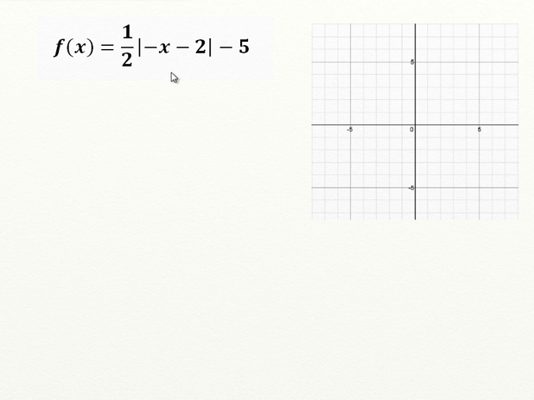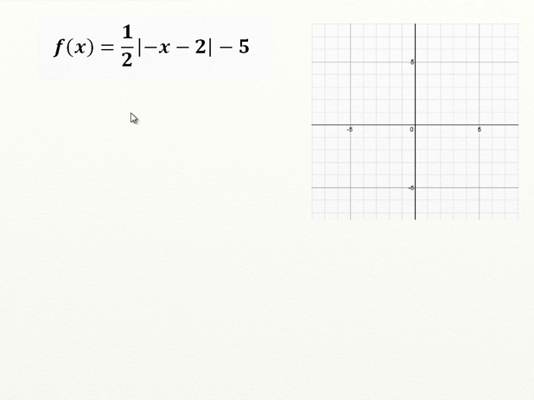If you were asked to sketch the absolute value function shown here, you're going to need to account for all these different transformations that are applied to the absolute value function, and we'll show you how to take them one at a time and get a good sketch that represents this function.